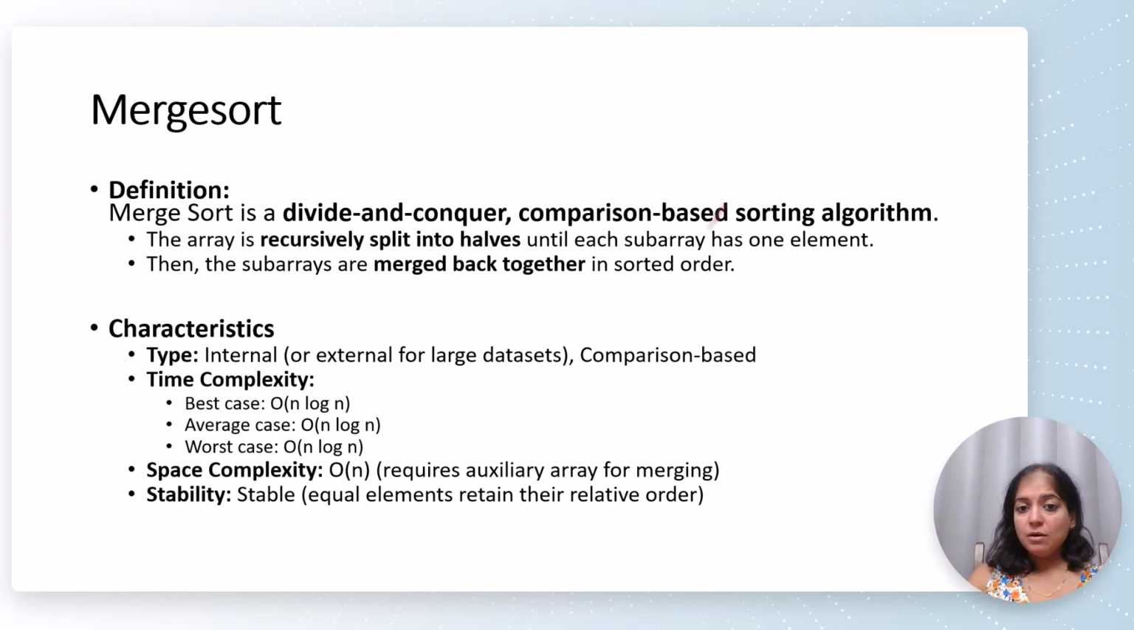It is an internal, or sometimes we can use it as an external sorting algorithm also. It is comparison based. Best case, worst case, average case is again big O of n log n. Space complexity is big O of n. It is not an in-place sorting algorithm. It requires an auxiliary array, some temporary array for the merging operation. But it is a stable sorting algorithm.